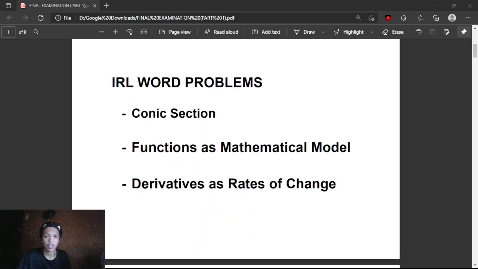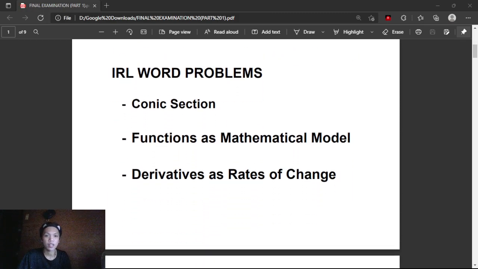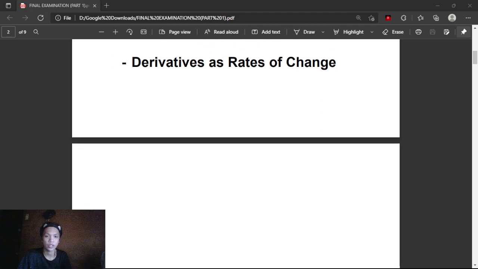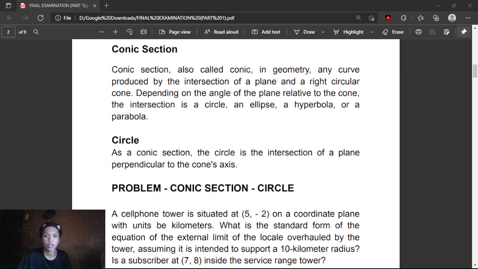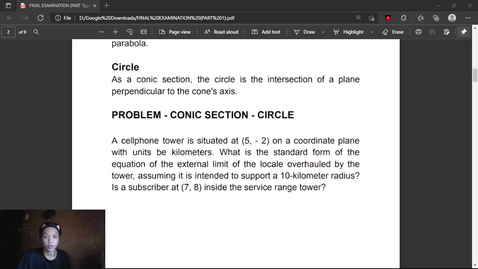These are real-life word problems in conic sections, functions as mathematical models, and derivatives as rates of change. So let's start. Okay, conic section. A conic section, also called a conic in geometry, is any curve produced by the intersection of a plane and a right circular cone. Depending on the angle of the plane relative to the cone, the intersection is a circle, an ellipse, a hyperbola, or a parabola. So I did choose circle.